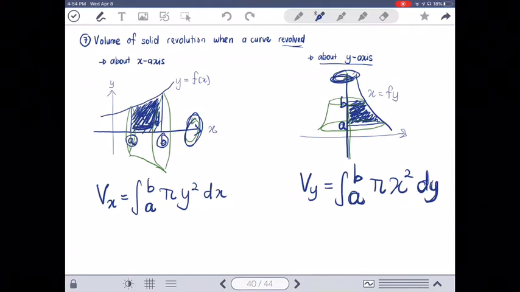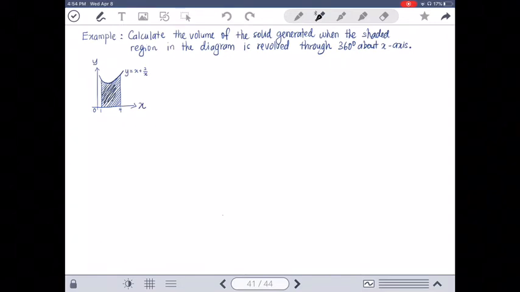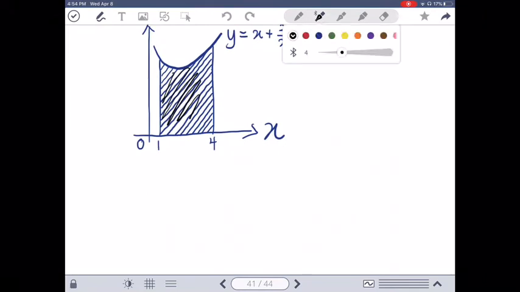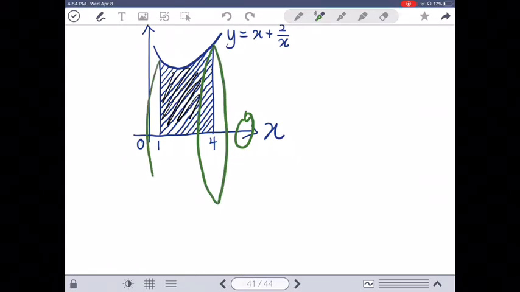So we are going to have a look at examples on how to apply this formula. Okay, let's have a look at this example here. Calculate the volume of the solid generated when the shaded region in the diagram is revolved through 360 degrees about the x-axis. So we have this diagram here. It will be revolved 360 degrees about the x-axis, which means that we are going to turn about this x-axis.